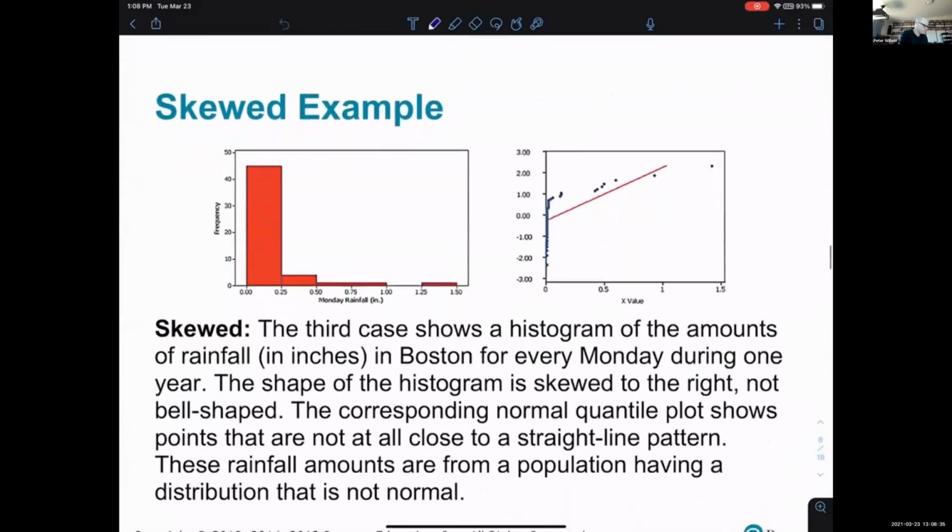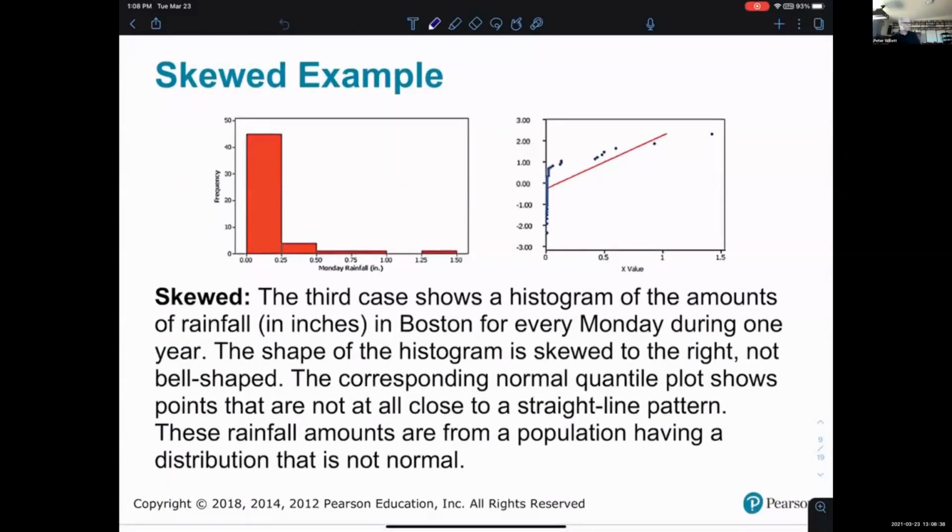Next. So here's a skewed example. The third case shows a histogram of the amounts of rainfall in inches in Boston for every Monday during 1 year. Looks like there's a rainy season and not so much the rest of the time. The shape of the histogram is skewed to the right fairly aggressively, not bell-shaped. The corresponding normal quantile plot shows the points are not at all close to a straight line pattern. These rainfall amounts are not from a population having a distribution that is normal. This is not a normal population distribution.